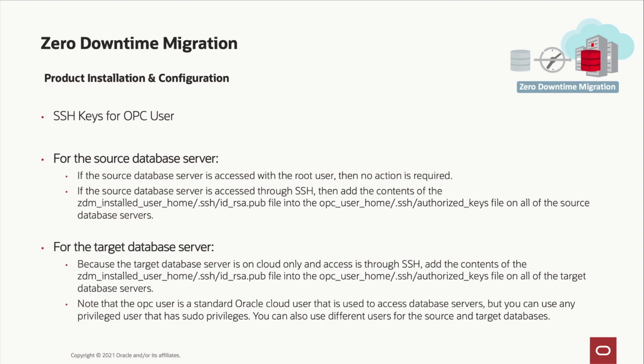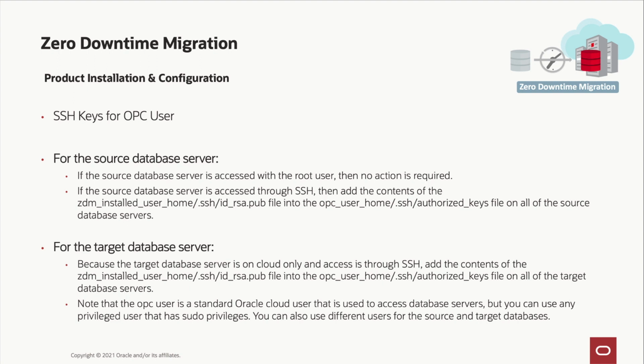Now, as you know, on the side of Oracle Cloud Infrastructure, we have the OPC user, and we will require SSH keys for it. So for the source database server, if the source database is accessed with root, then you don't need to do anything. But if it's accessed through SSH, it's important that you add the contents of the specific keys, which are explained here: the id_rsa.pub file and the authorized_keys file. They need to be in the OPC user home on all of the source database servers. And the same applies for the target database, right?